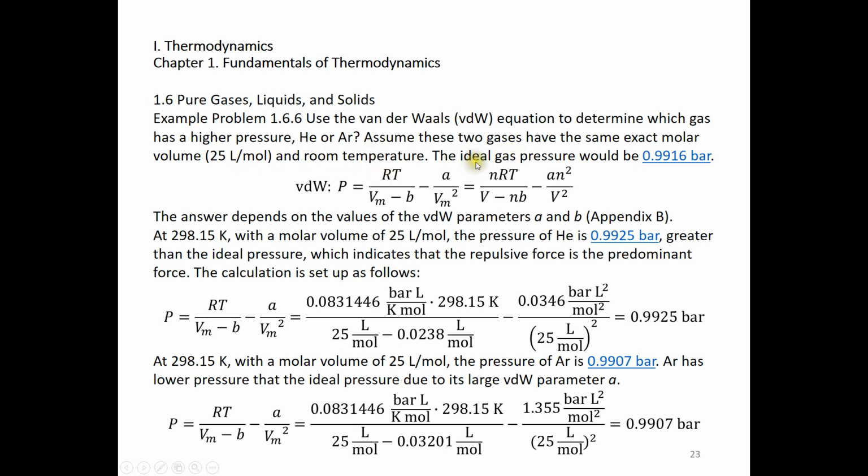We can easily calculate the ideal gas pressure, so I usually just use Wolfram Alpha, and I actually type up the equation PV equals RT to get this ideal gas pressure. Now we're going to use this van der Waals equation. Again, we need to plug in the values of the van der Waals parameters A and B.